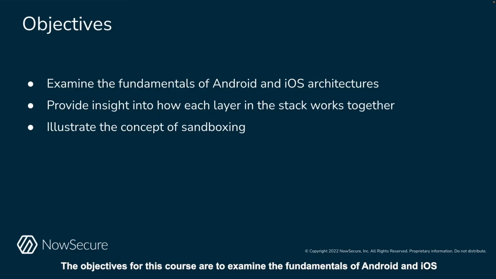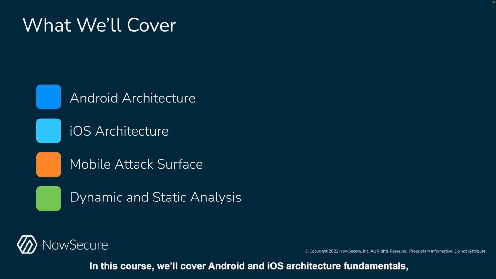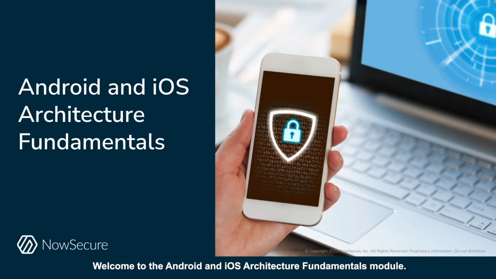The objectives for this course are to examine the fundamentals of Android and iOS architectures and provide insight into how each layer in the stack works together. Finally, you will learn about the important concept of sandboxing and the role it plays in securing these platforms. In this course, we'll cover Android and iOS architecture fundamentals, the mobile attack surface, and dynamic and static analysis. Let's get started. Android and iOS Architecture Fundamentals module.